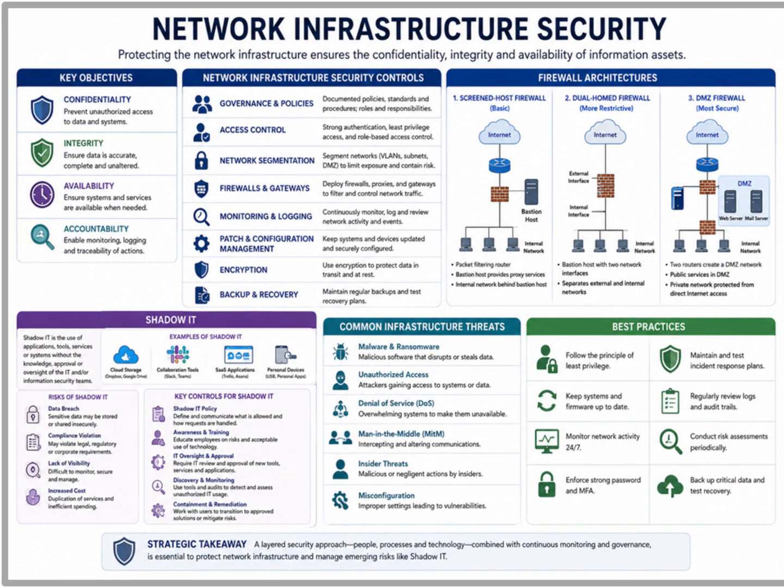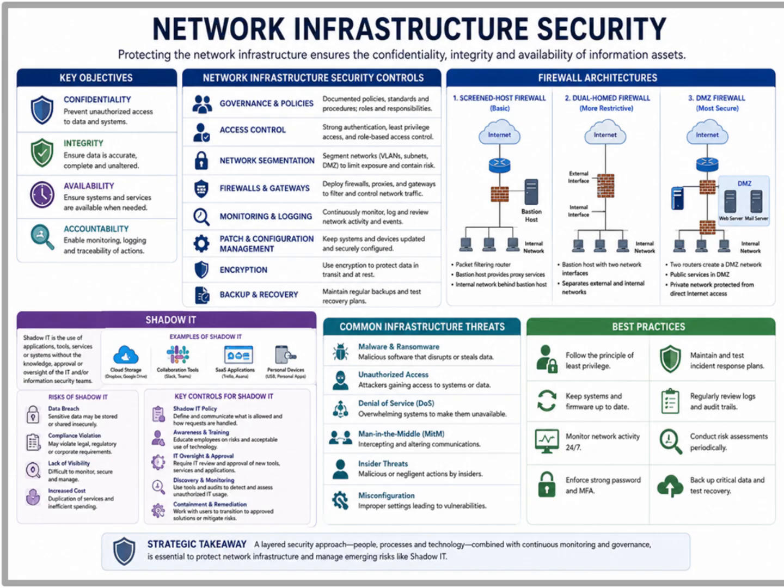Network infrastructure security is focused on protecting the systems, devices, and communication paths that allow an organization to operate securely and reliably. At the core of this topic are the four primary security objectives: confidentiality, integrity, availability, and accountability.